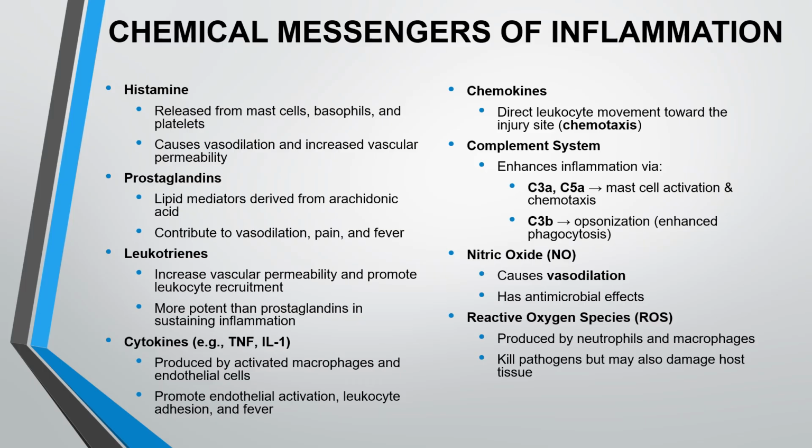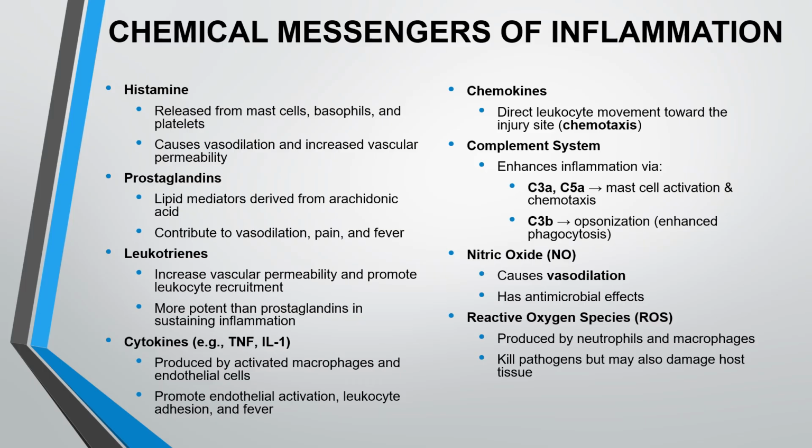Cytokines such as TNF and IL-1 are produced by macrophages and endothelial cells. They promote fever, leukocyte adhesion, and endothelial activation. If you see TNF or IL-1, think systemic effects. So histamine is early and fast, prostaglandins are pain and fever, and leukotrienes are sustained inflammation.